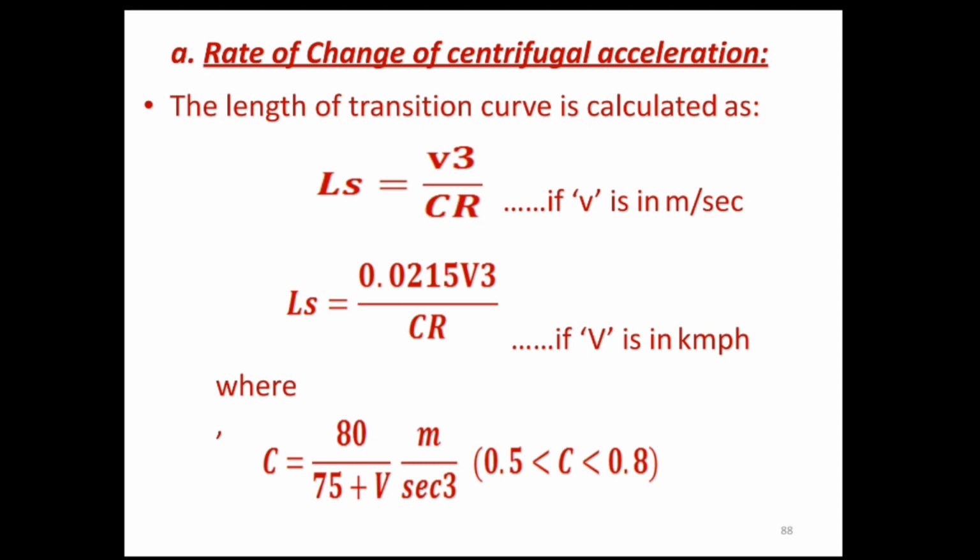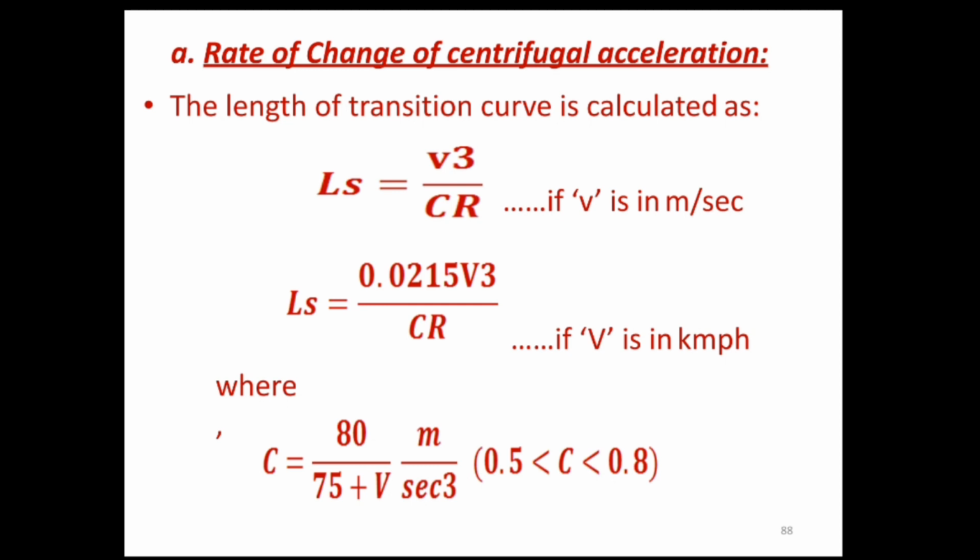If t is the time taken in seconds to traverse at a uniform design speed of v in meters per second, then t is given as t equals Ls upon v.